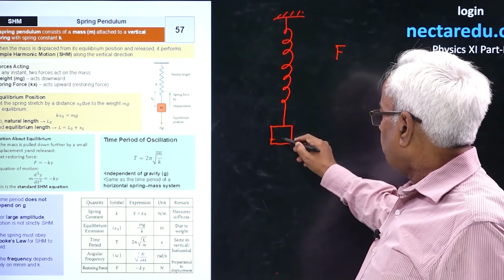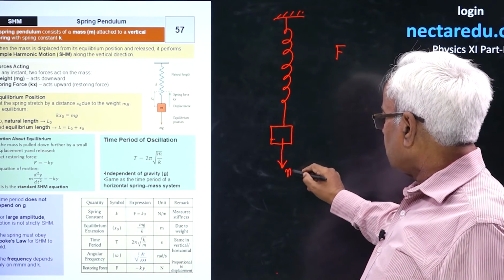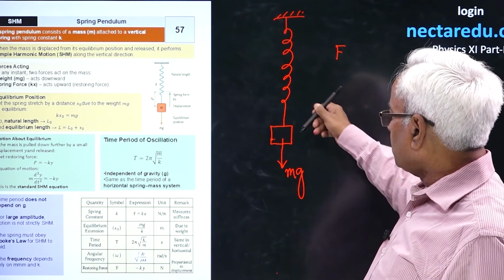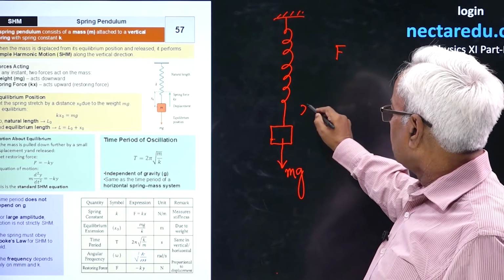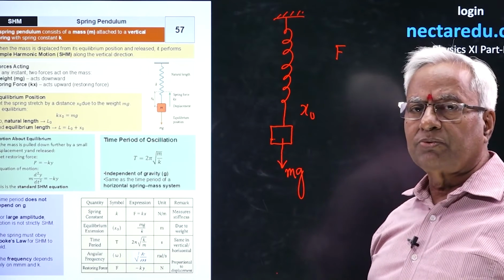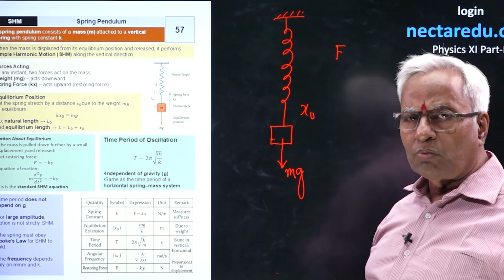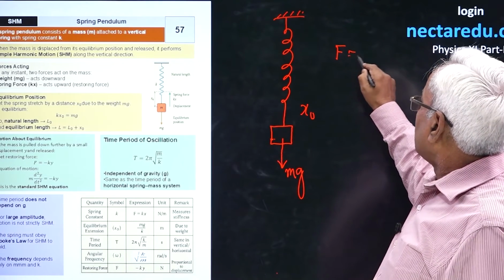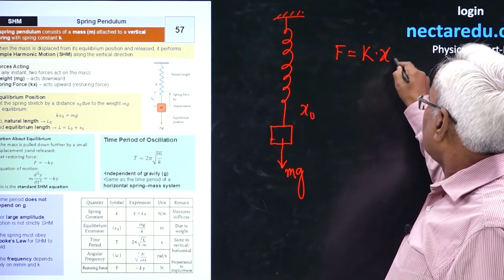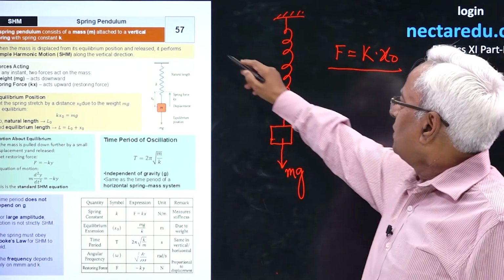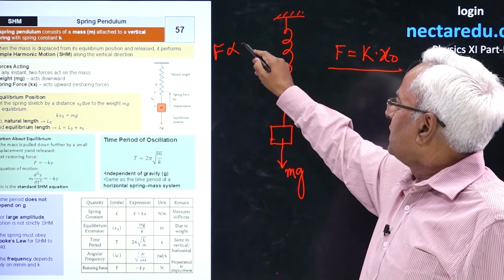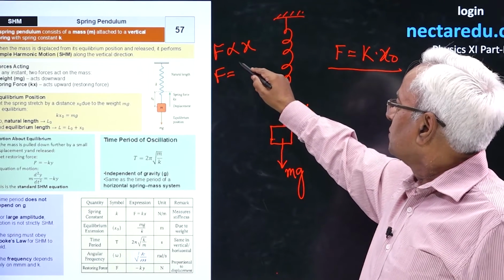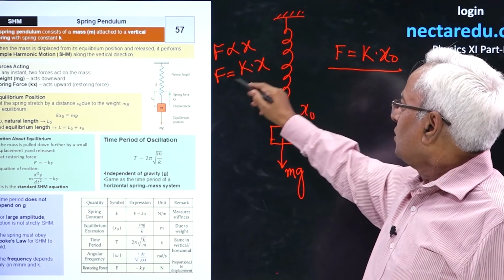Suppose the block of mass m has been suspended over here. Obviously, its weight is acting, and because of its weight, some length will undergo the change. Suppose the change in length in normal equilibrium position is x0, then the force that would develop here is F = kx0. You already know in a spring the force is directly proportional to x, and if you use the equation, it's going to be F = kx.